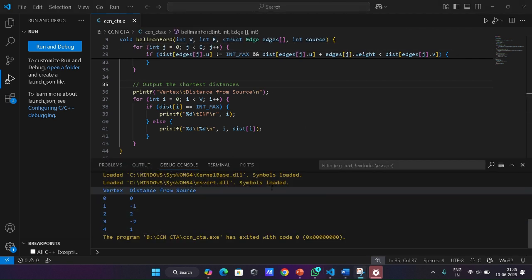Okay, here's the output we get. Vertex 0 is the source, vertex 1 is reachable with a shortest path cost of -1, vertex 2 is reachable with a shortest path cost of 2, and so on.